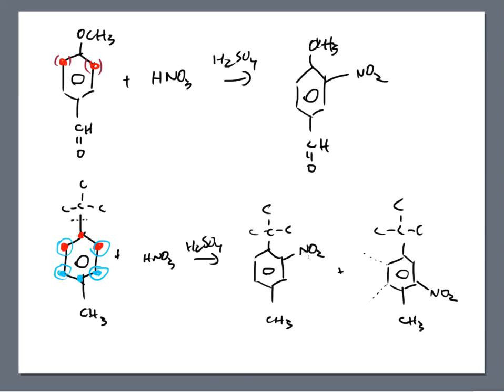It's still ortho to that group. It's still ortho to the group down below. So you do not get 4 different products here, and that's because 2 of them are repeats. It's just on the other side of the ring. So you've got to keep that in mind.